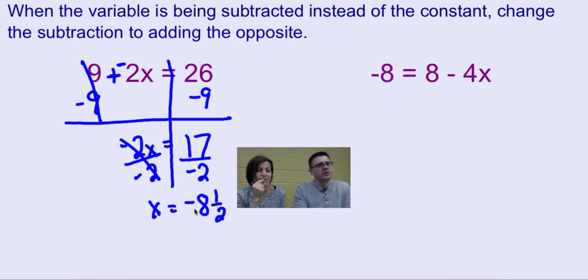For the most part, our answers are going to come out to be nice, neat numbers, so this isn't going to happen very often. I obviously didn't check my work carefully ahead of time to make sure that this was going to divide out nicely for us. But I wouldn't mind if they left it as 17 over negative 2, because you're about to check that right now.